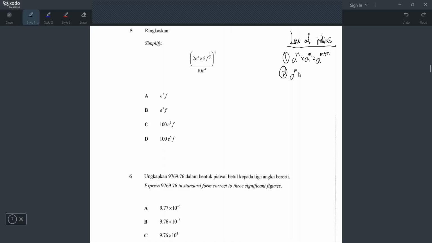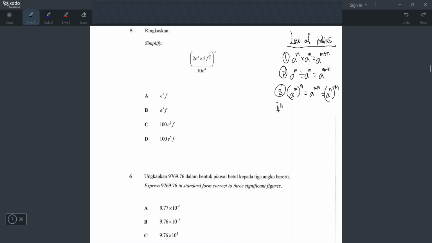Second one is if we have a power m divided by a power n, same base, and then when we divide, the powers we have to subtract. So it'll be a power m minus n. That's the second one. The third one is if I give you a power m, all power n. In this case, you will take the powers and times them together. So it will be the same as writing a power n, all power m, right? Because when you write it like this, you will times them also and get mn also. So this one is equal.